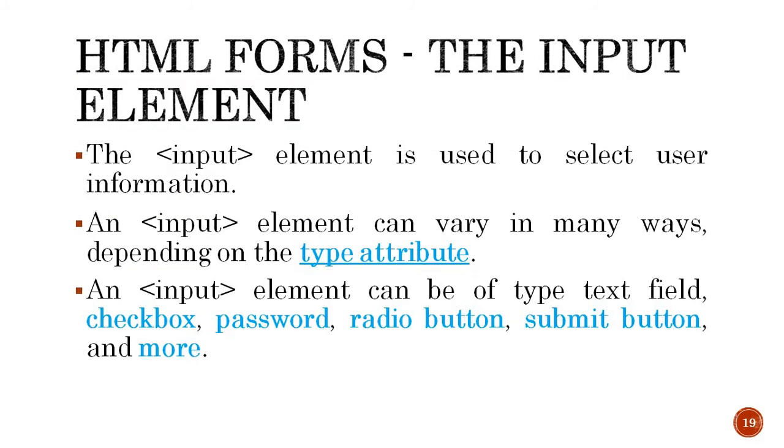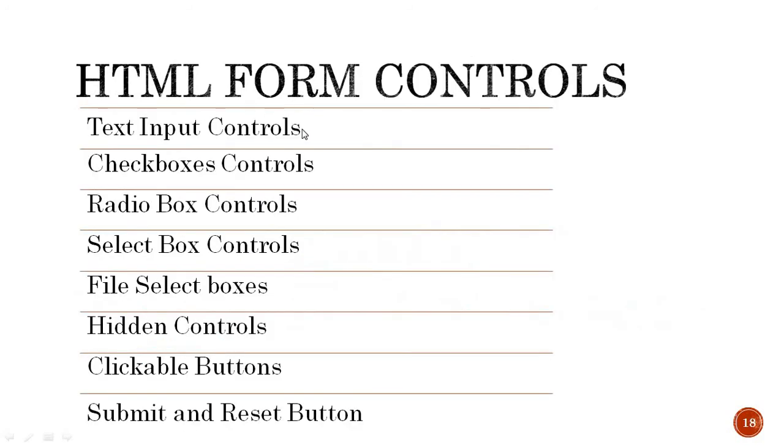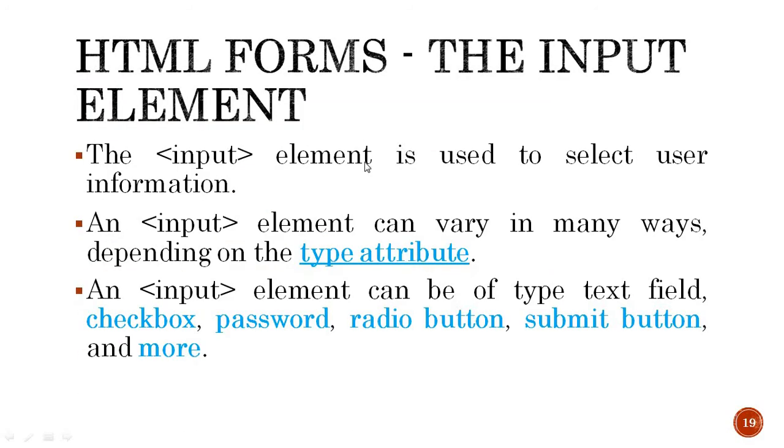the text input control. Before understanding these, we have to understand the input element. The input element is used to collect user information. This element can vary in many ways depending on the type attribute. And this type can be text, checkbox, password, radio button, submit button and more. That means if you want to use these controls, you have to use input as an element.